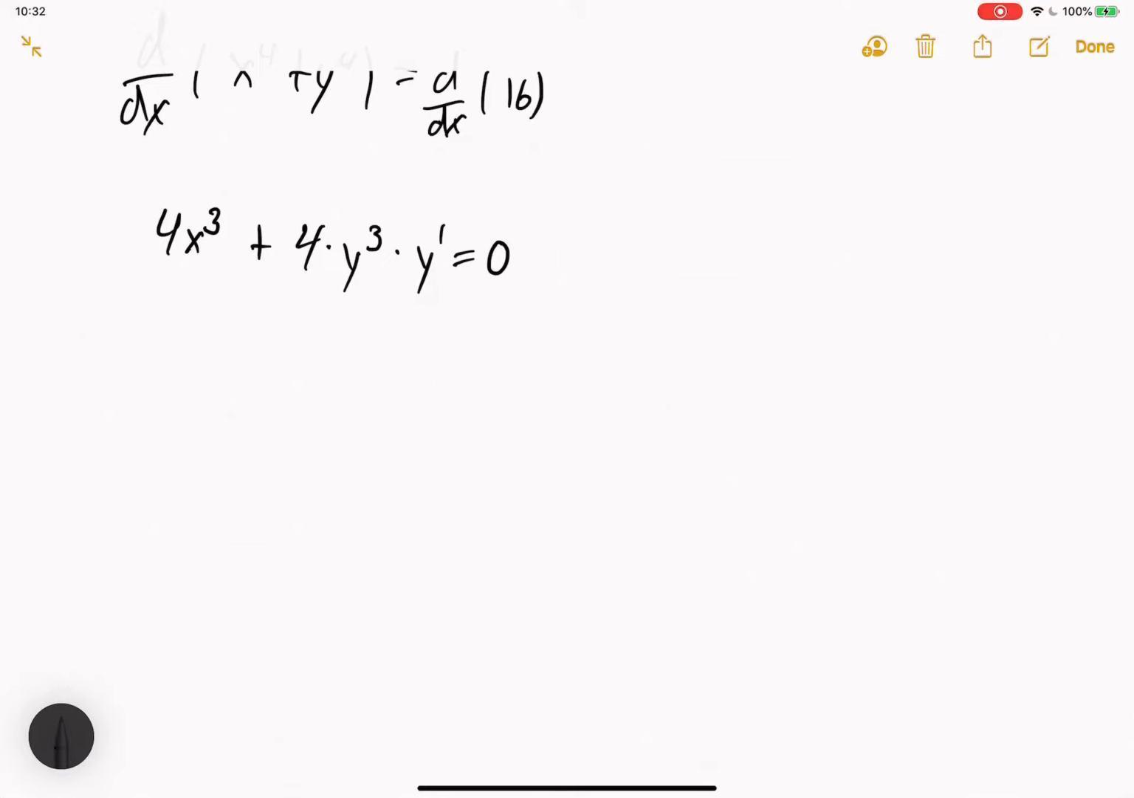And we can just solve for y prime. So these 4's will cancel, and what we'll really just get is negative x cubed over y cubed. Because all you have to do is move the x cubed over, divide by it, and then divide by y cubed, and that's what you get.